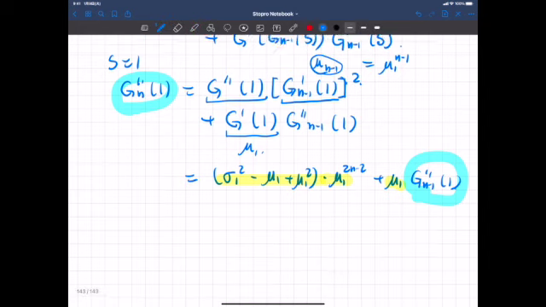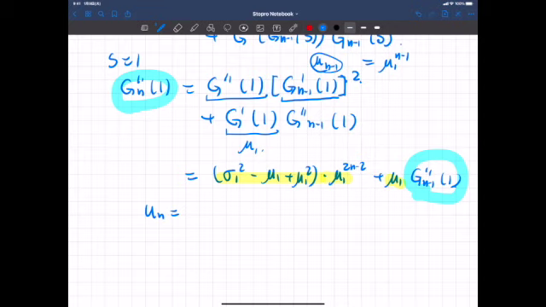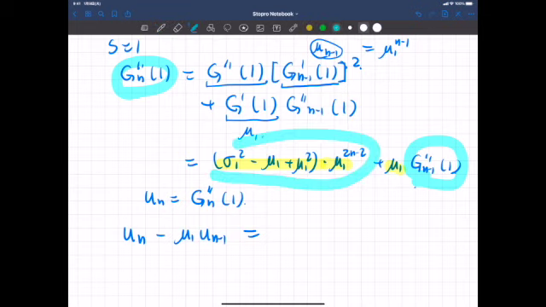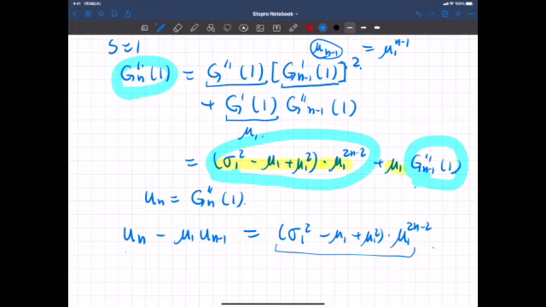So if we put u n equals to g n double prime of 1, then we have a recursive equation. That is, so we move this one to the left, u n minus mu 1 u n minus 1 equal to this part. So that's sigma 1 squared minus mu 1 plus mu 1 squared times mu 1 to the power of 2n minus 2. So this is a first order inhomogeneous, because of this term on the right hand side, inhomogeneous difference equation.